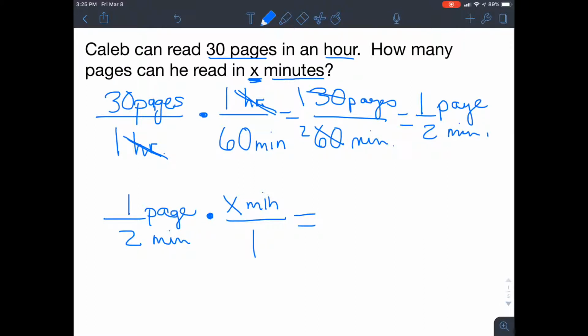unknown amount of time. So I have this minute down here at the bottom and this minute down here at the top, so I can cancel those. And then I just multiply. 1 page times X. Well, 1X is just X. I don't need to put the 1 down there. So X pages in 2 times 1 is 2. So I have X over 2 pages. And then, of course, I would put my parentheses around this. Sorry, this is a little messy. My pen is feeling a little funny today.